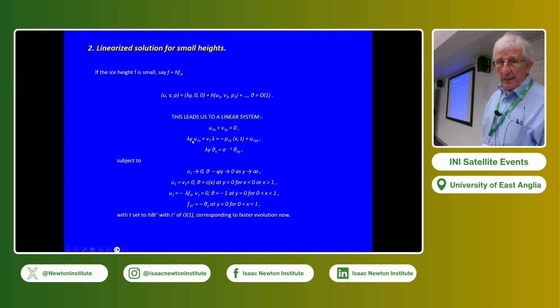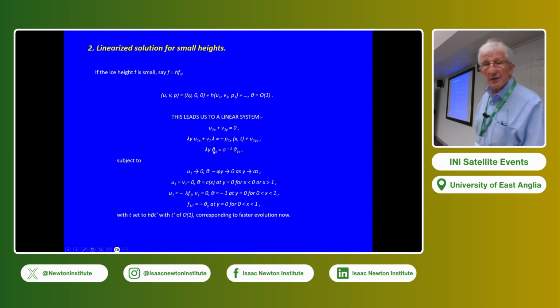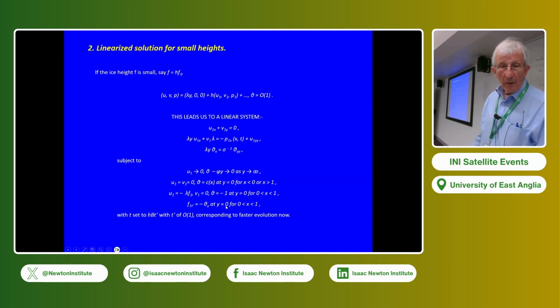Instead of u du/dx here, we're getting lambda y du/dx, and so on, that's the same. And similarly, instead of u dtheta/dx, we're getting lambda y dtheta/dx. And there's the Prandtl number. Subject to conditions which are, as we've seen before, the change is that the ice shape now appears as a condition on the u velocity. That's been Taylor expanded or linearized down, and there's the Stefan condition again.